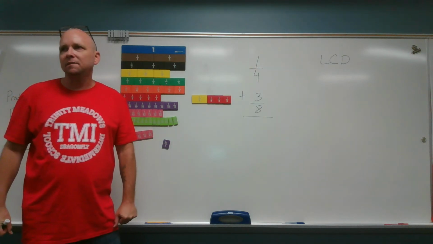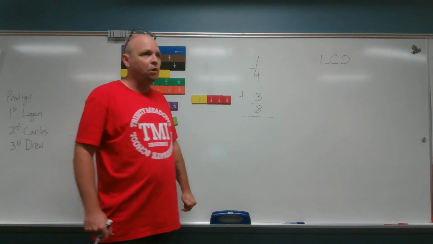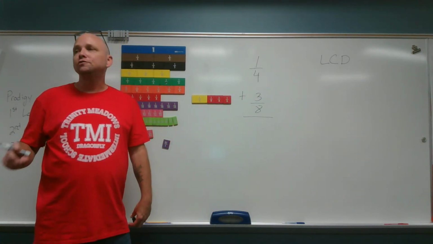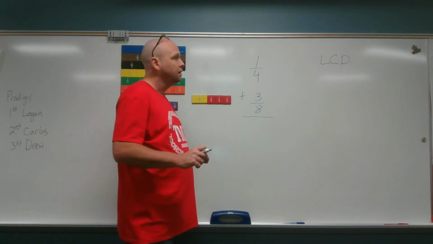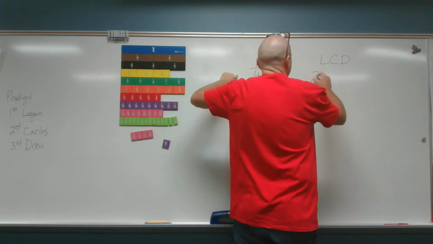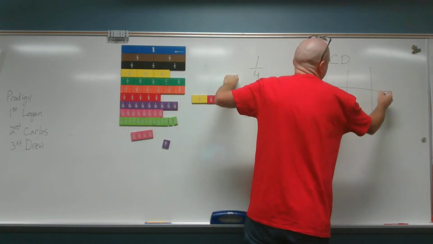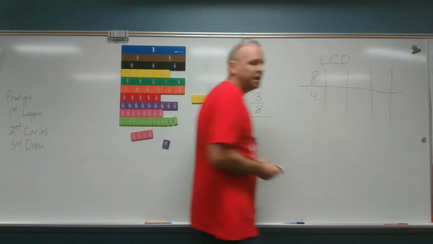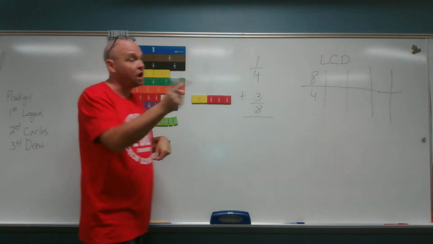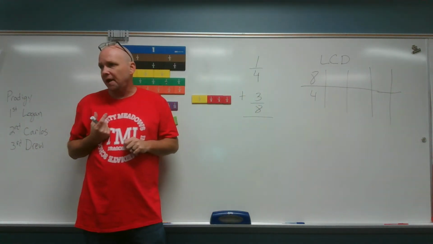The least common denominator. Most of you won't understand this right away. But you take your two denominators, 8 and 4, and I know you have a multiplication chart that has 8 and 4 on it. And I'm going to list the multiples, not the factors. The multiples of 8 and 4.